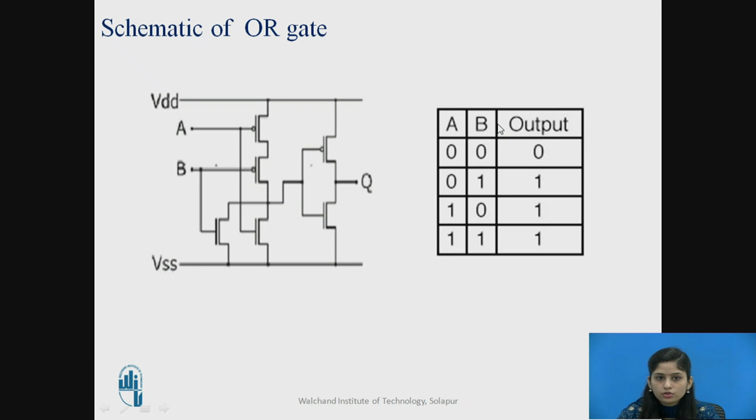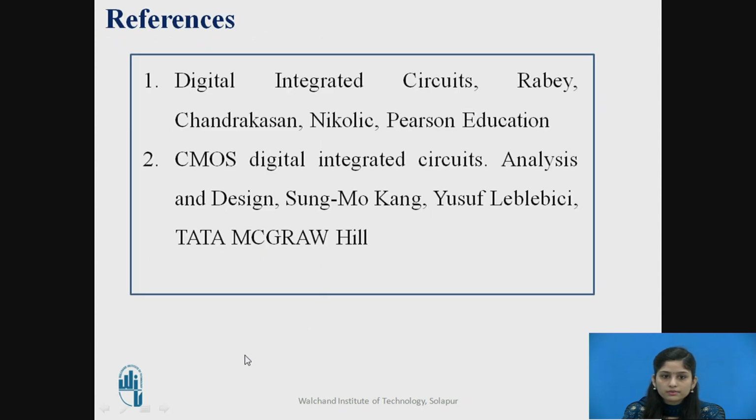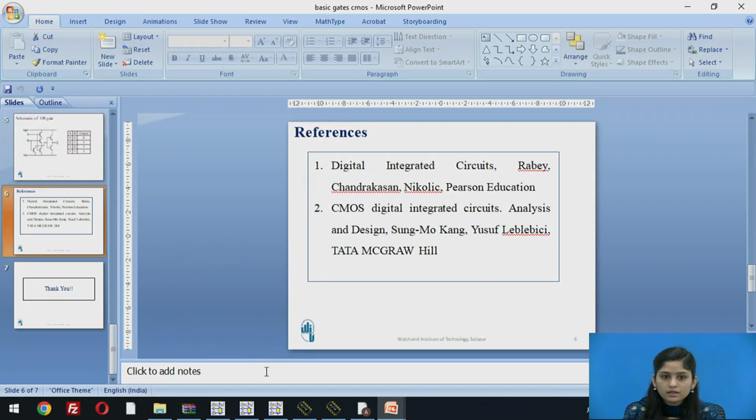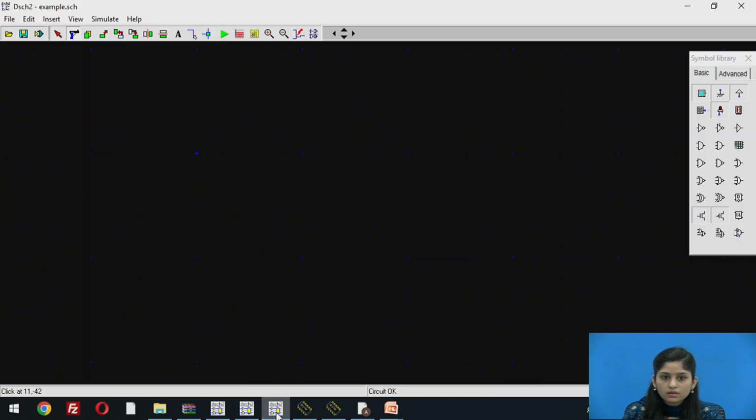I hope everyone understands the schematic of AND gate and OR gate. Now we have to design its implementation in Microwind software and see its layout, along with the schematic in DSCH. Now these are the reference books. Now let us see the implementation of AND gate in DSCH software.